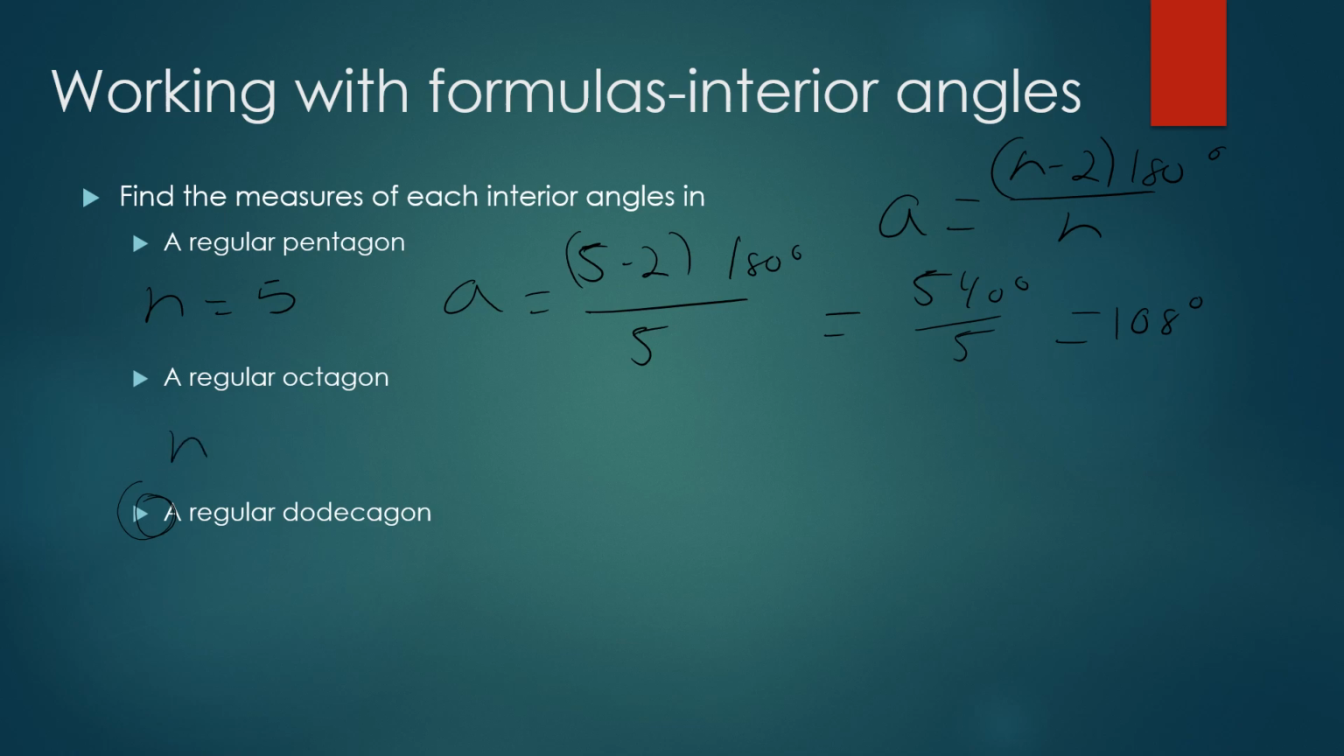With an octagon, we have n equals 8. So A equals 8 minus 2 times 180 degrees divided by 8. So then we had 1080 degrees divided by 8. So each angle here is 135 degrees. So if we have an octagon, then each interior angle is 135 degrees.